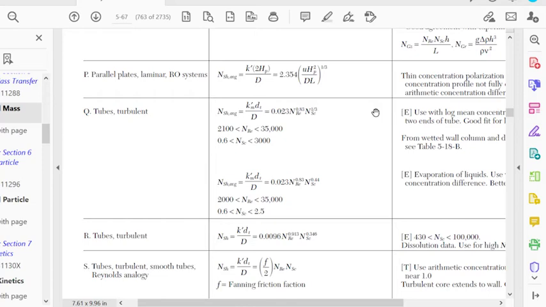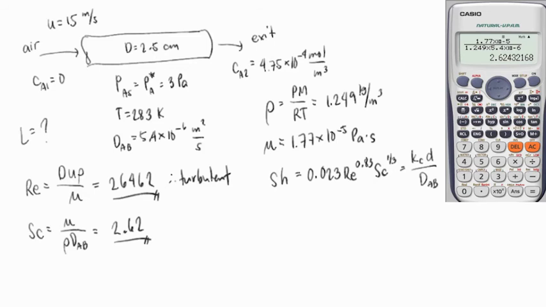And then the Sherwood number is defined here as mass transfer coefficient Kc times the diameter of the tube divided by the diffusivity DAB. Do not confuse yourselves with the small d and capital D. In this case, the small d is for the diameter of the tube, and then the capital D is for the diffusivity.